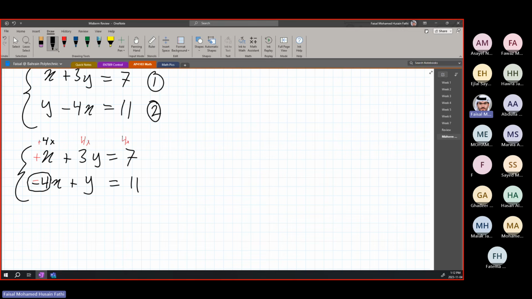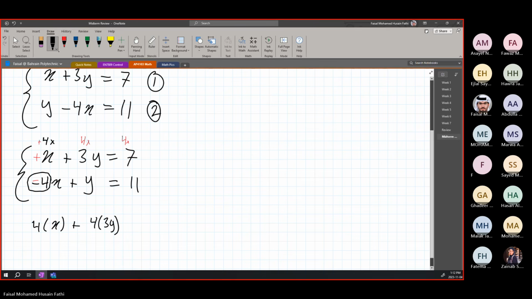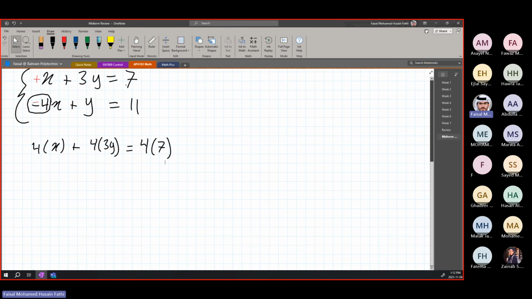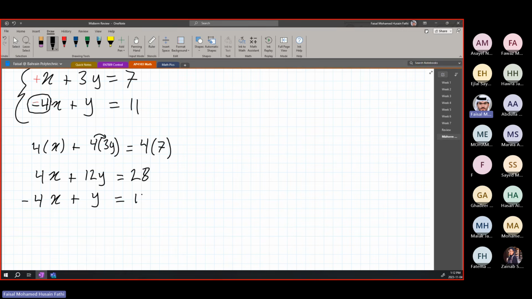If we rewrite the first equation, it's going to be 4 times x plus 4 times 3y equal to 4 times 7. If we just simplify this, it's going to be 4x plus 4 times 3 is equal to 12y, equal to 4 times 7 is 28. The second equation, we'll rewrite it, minus 4x plus y is equal to 11. This is elimination. Just to clarify, this is elimination.